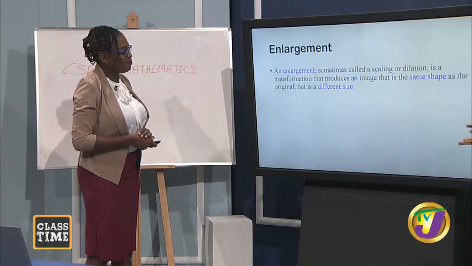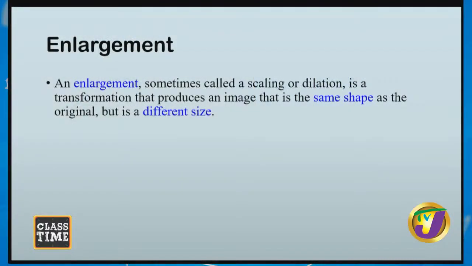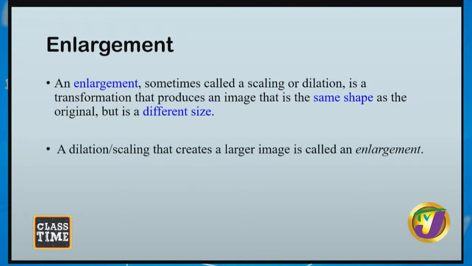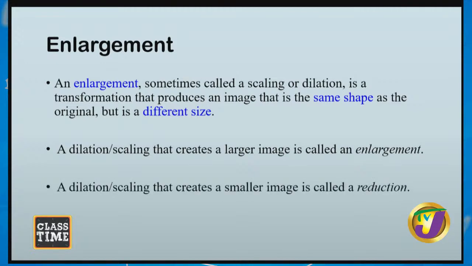Awesome. So an enlargement, as we realize, is sometimes called a scaling or dilation. Remember, we talk about the pupil and we say the pupil dilates, so dilation. So it's a transformation that produces an image that is the same shape as the original but a different size, as we have discovered as we're going. Okay. So a dilation or a scaling that creates a larger object is called an enlargement. Right, a larger image. And on the reverse, if we have a scaling that creates a smaller image, it would be a reduction.